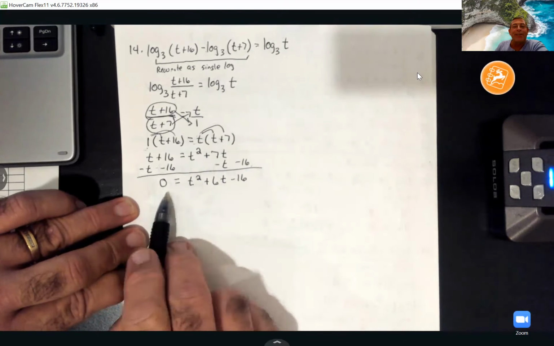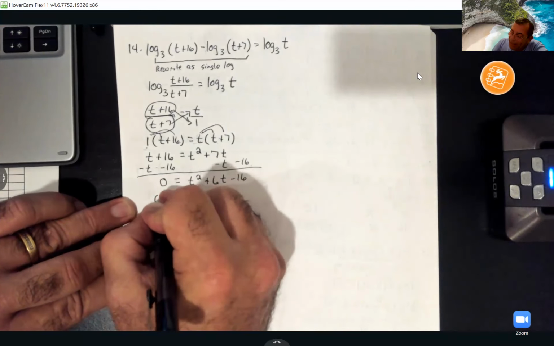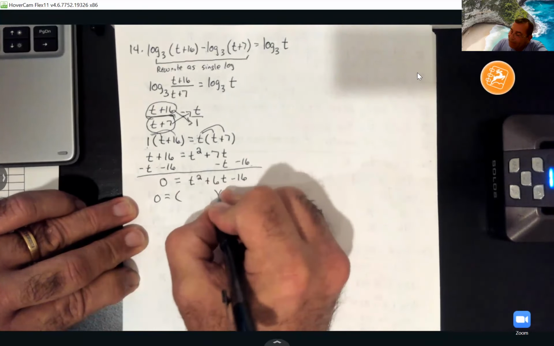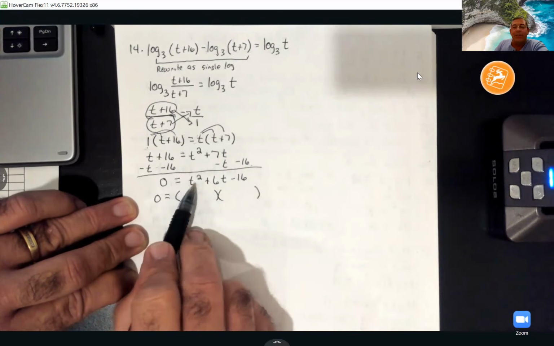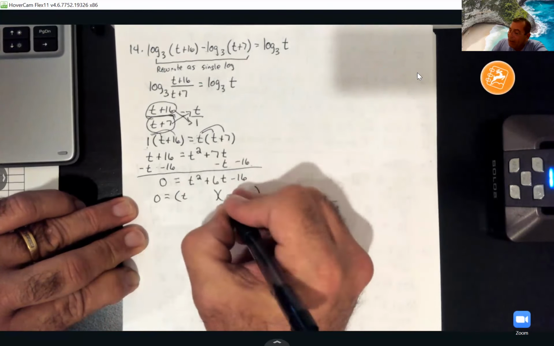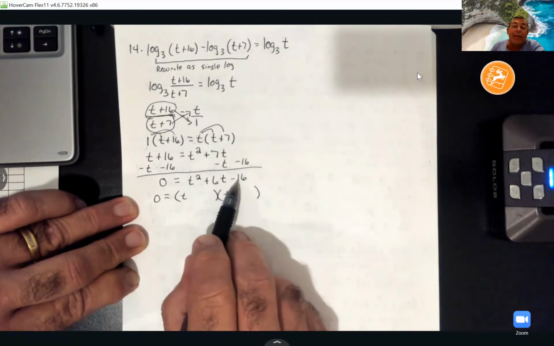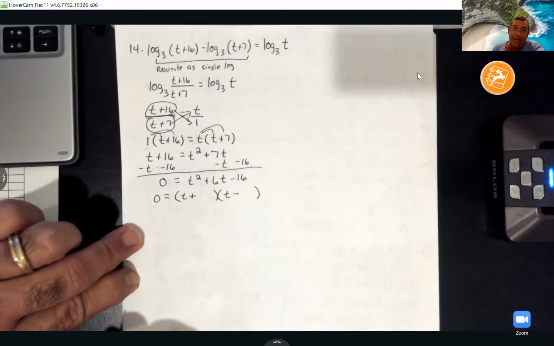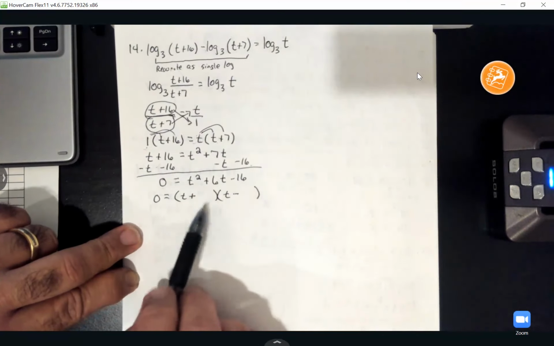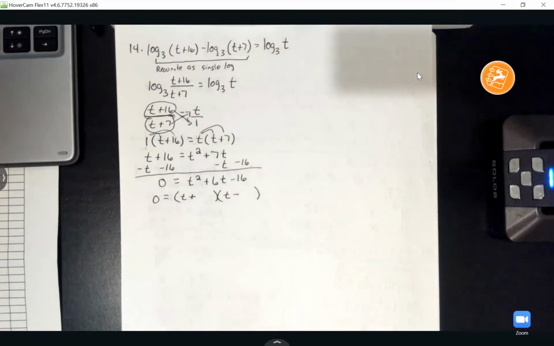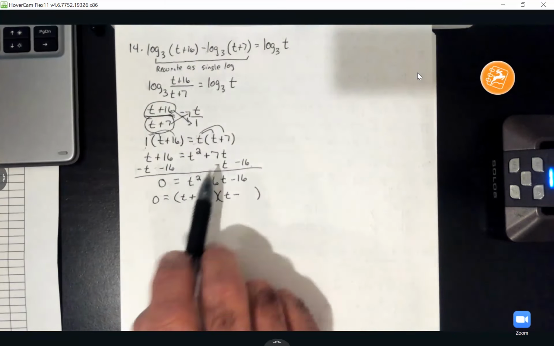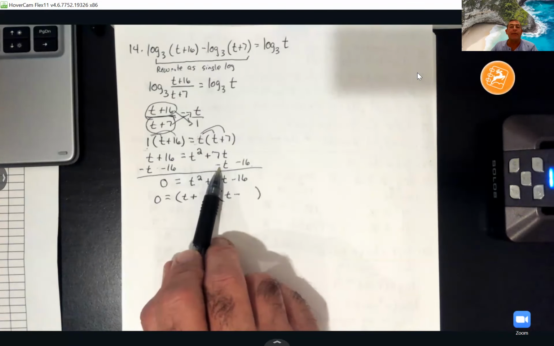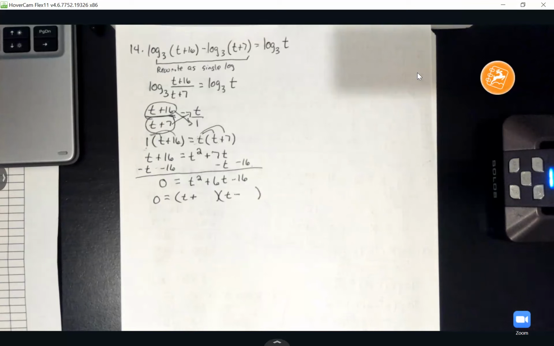So guess what time it is? We get to factor again. So the t squared is a t and a t. And y'all, ain't going to lie, all these are going to be negative at the end because you're going to get 1 positive and 1 negative every time, okay? Where did you get the 6t? Oh, 7t minus 1t. Got it. Okay.